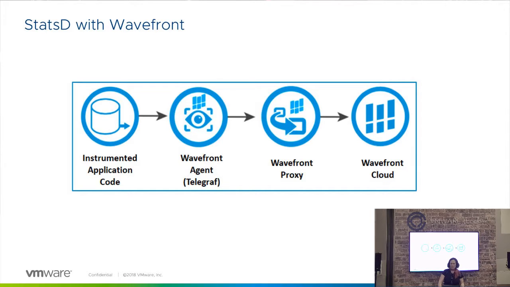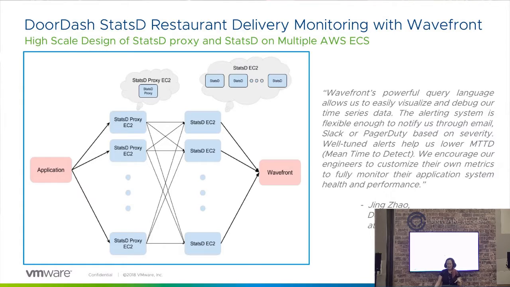It was developed at Etsy in 2011, and it became very popular. This is just an example of an architecture where DoorDash uses Wavefront with StatsD. DoorDash is a restaurant on-demand business, and they use StatsD and Wavefront for monitoring their orders and deliveries.